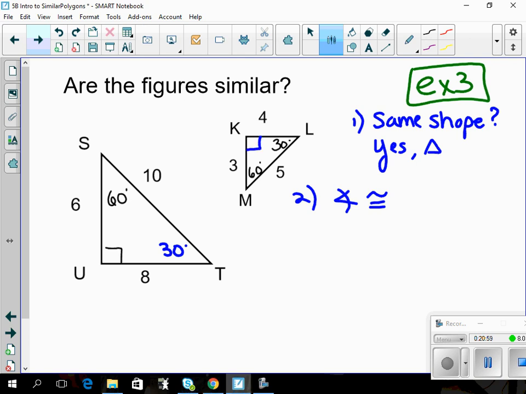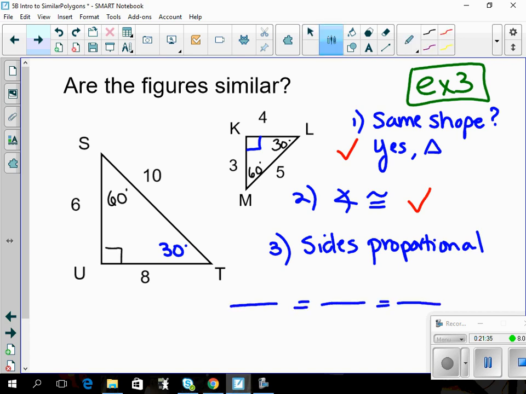I agree. Are all the corresponding angles congruent? Yes. So far they're all triangles, and corresponding angles are congruent. Here's the part that takes a little bit of work, but it's not bad. We need to find the sides have to be what? Proportional. So this is what we need to check. Are the sides proportional? So we're going to write a big extended proportion.